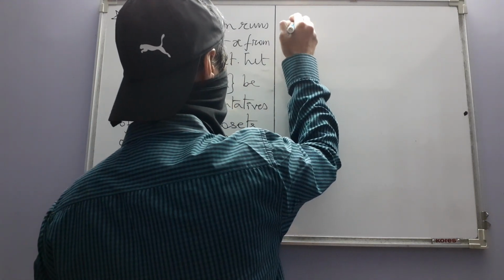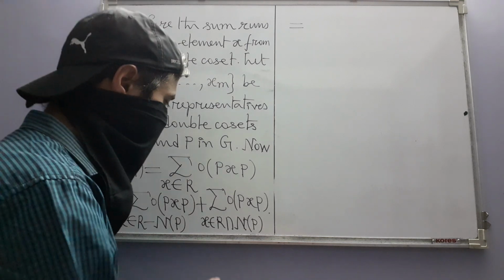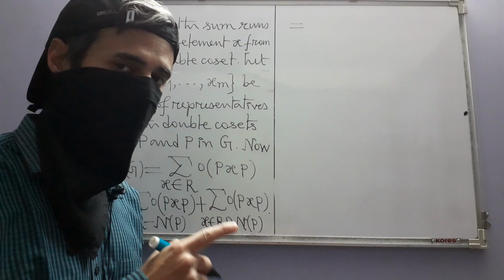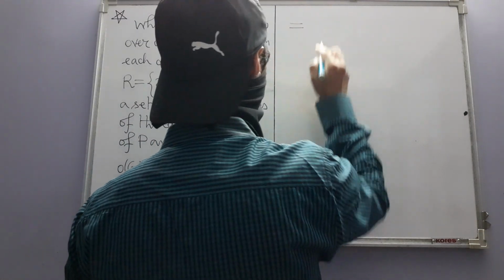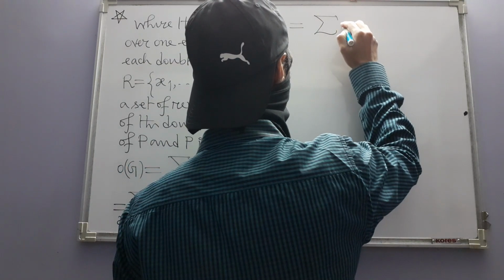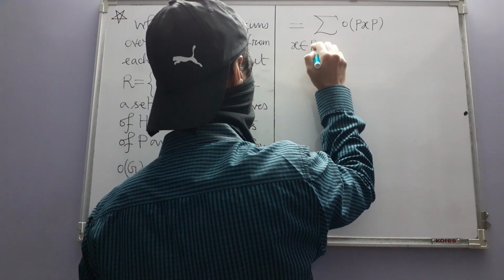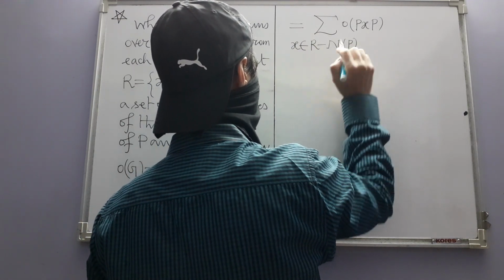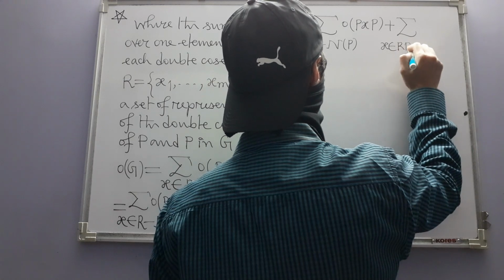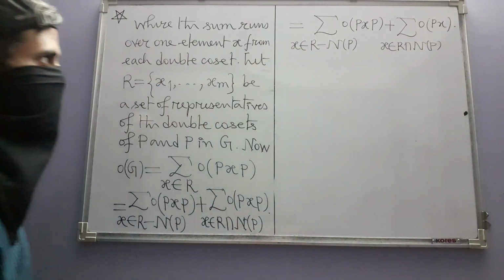Okay, so now further we can write this like this. We have just now seen that if x belongs to N of P, then order of pxp is equal to order of px. So let's write that accordingly: the summation of order of pxp, where x varies over R but those x that are not in NP, plus the sum of order of px.